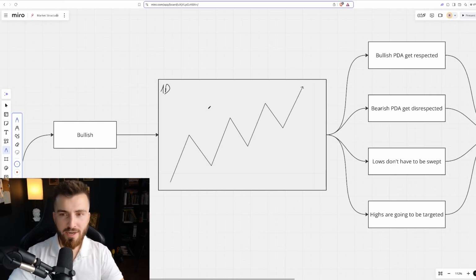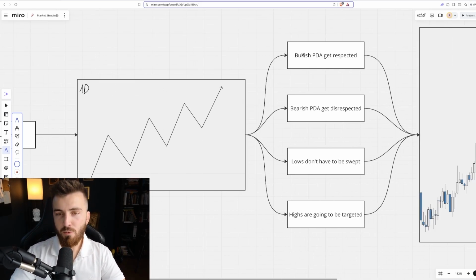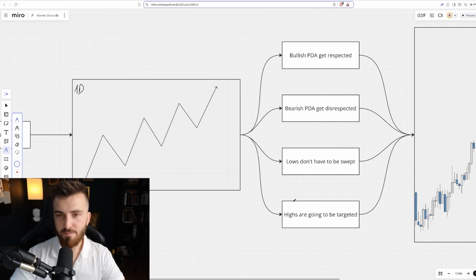So when we're looking at bullish market structure, we want to see bullish PD arrays getting respected. We want to see bearish PD arrays getting disrespected. And we don't want the lows to be swept, and the highs are going to be targeted. These are the most important things that you need to understand about a bullish trend, right?